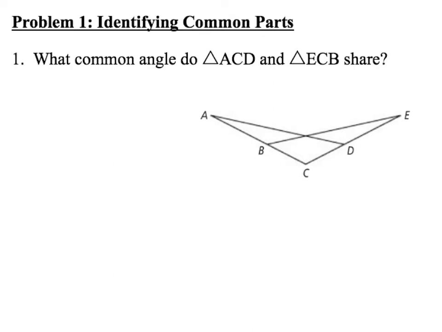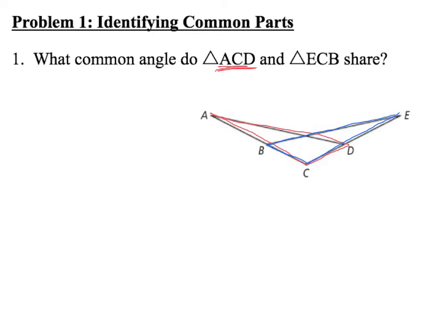So what common angle do the two triangles share? One thing to help you, you should always trace out the triangles you're talking about. So I should trace out in the order of these points. So A to C, D. That's one triangle that I'm looking at. My other triangle is E, C, B.